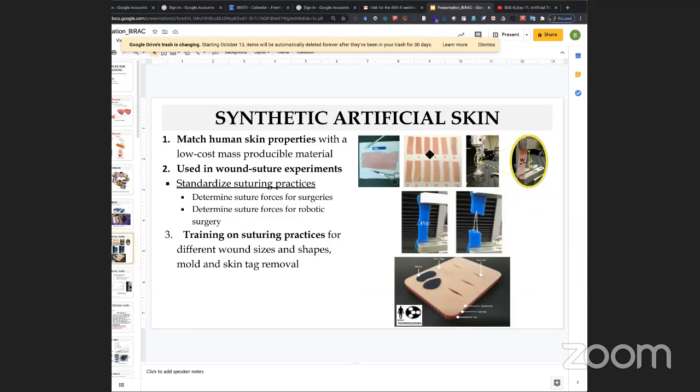The next one is training of suture practices for different wound sizes, shapes, molds, skin tags, and removal. And here is a product which we came out with from my company in the US. It's called BioFit Technologies. This product is biofidelic, meaning it mimics the skin to the most extent so far. It is a suture pad which has lots of different kinds of common wound shapes, molds, and skin tags, which you can operate on as a surgeon or a trainee, and practice very similarly to doing it on real skin.